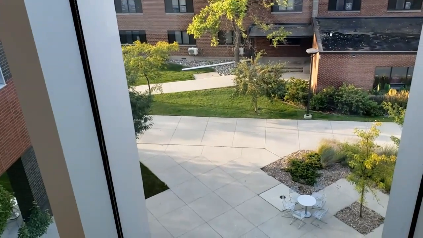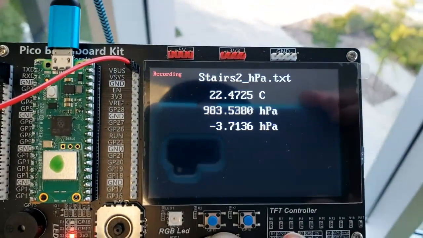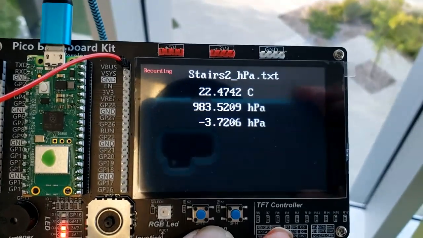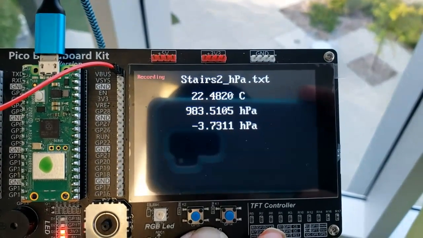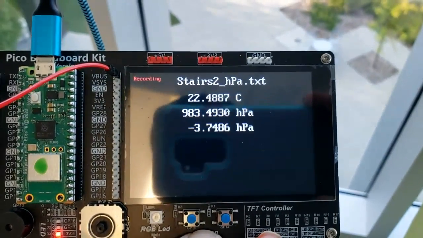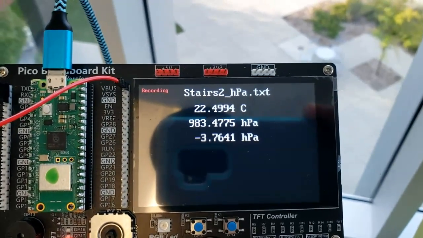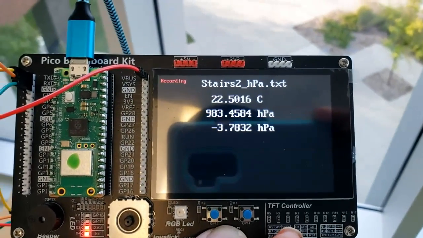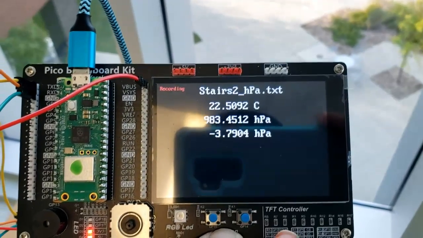Here I am on the third floor of the AGHill building on NDSU campus. As I go up, the air pressure should drop, and I can see the BME280 sensor has detected that. Air pressure has dropped by 3.73 hPascals as I went from the basement to the third floor. As I go back to the basement, the air pressure should increase.